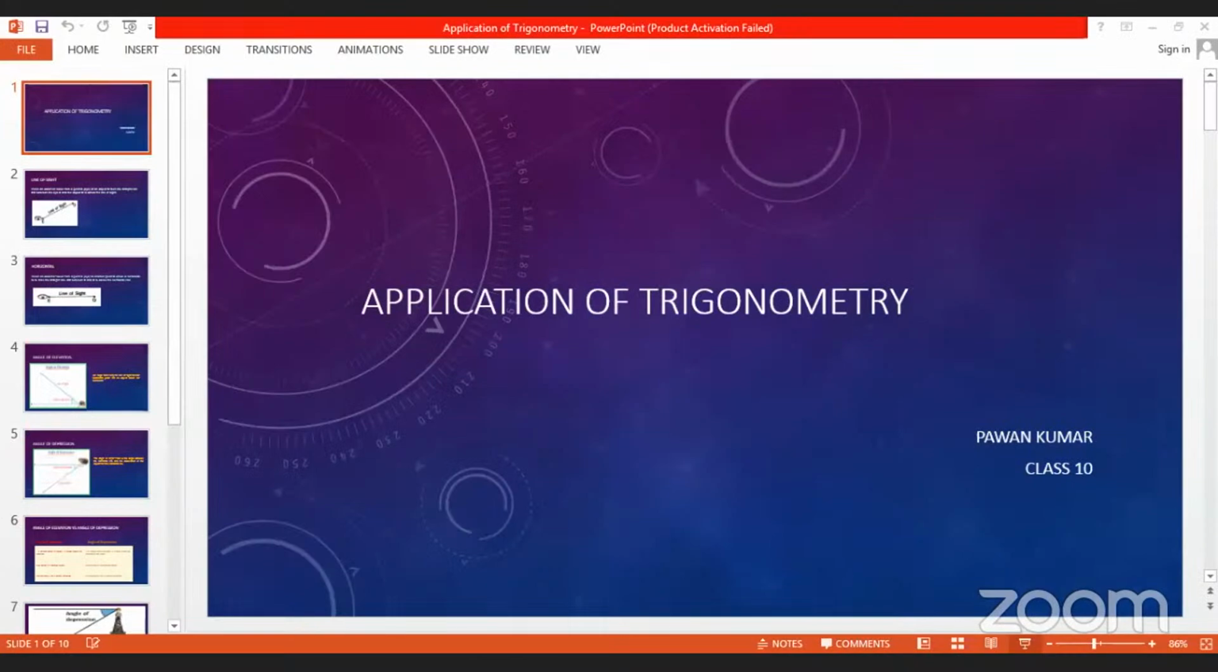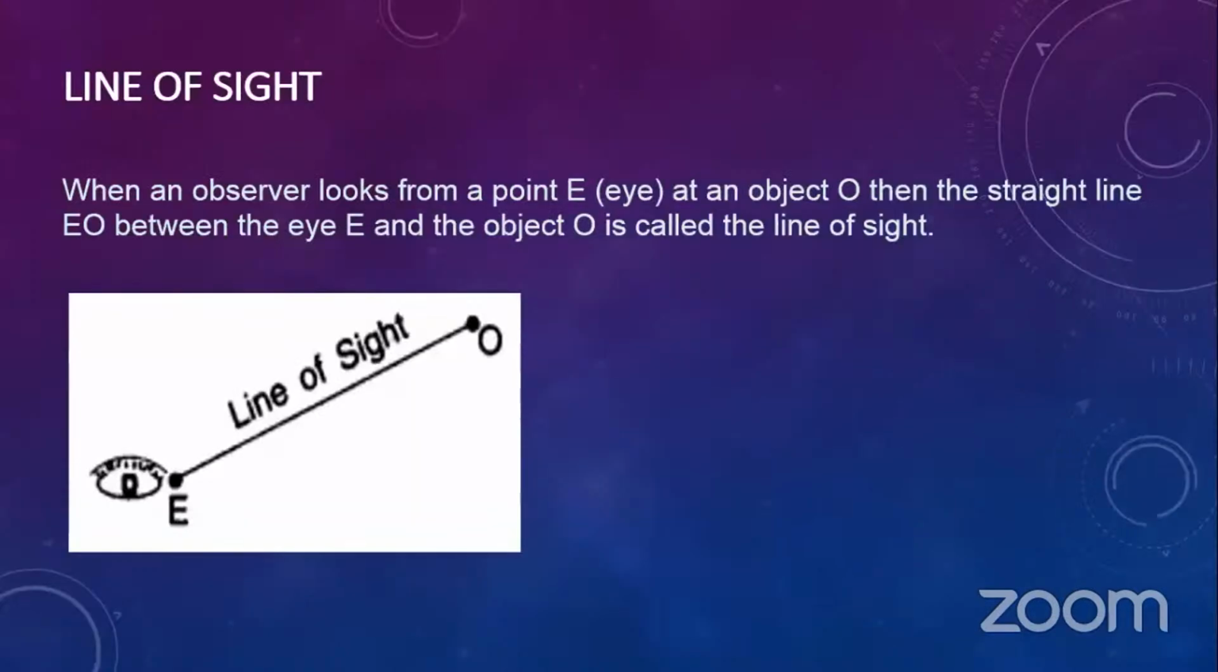Now, here I also mentioned, when an observer looks from a point E at an object O, then the straight line EO between the eye and the object is called the line of sight.